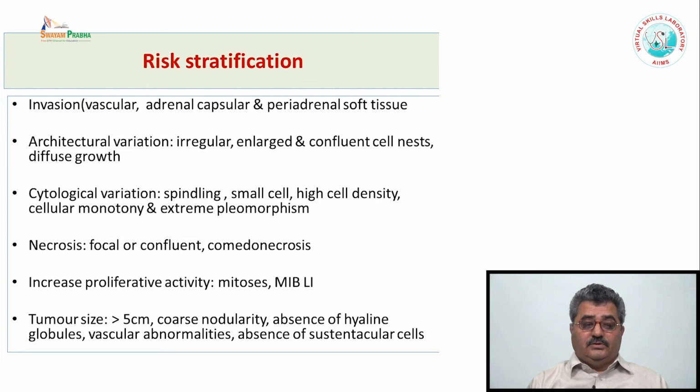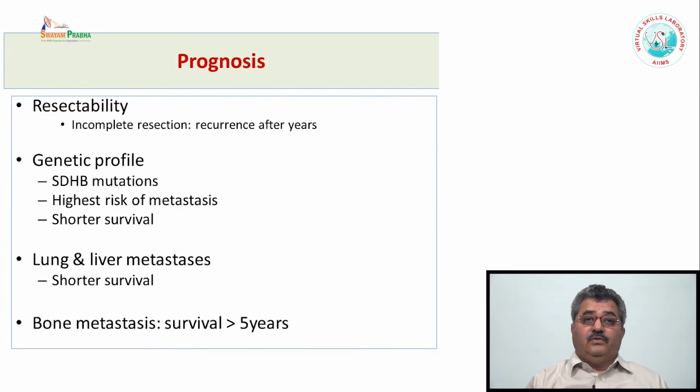Now, some softer criteria are the tumor size more than 5 cm, coarse nodularity, absence of these hyaline globules, which are especially seen in the tumors which are usually associated with the genetic syndrome, vascular abnormalities, or the absence of sustentacular cells. They are the softer points which indicate higher grade. Now, the prognosis depends upon the resectability. If there is a complete resection, the recurrence is very, very rare. If there is an incomplete resection, there may be recurrence after many years, maybe.